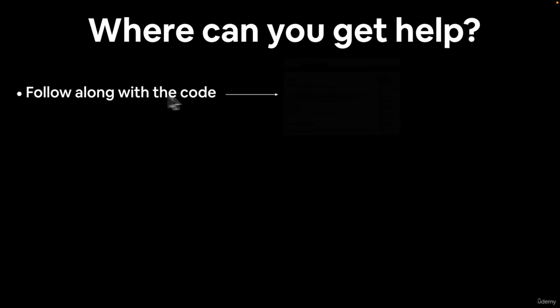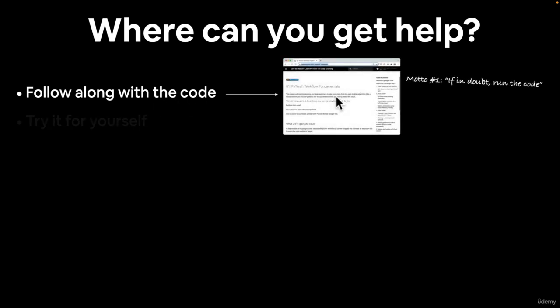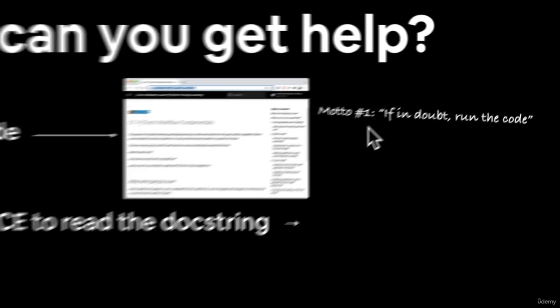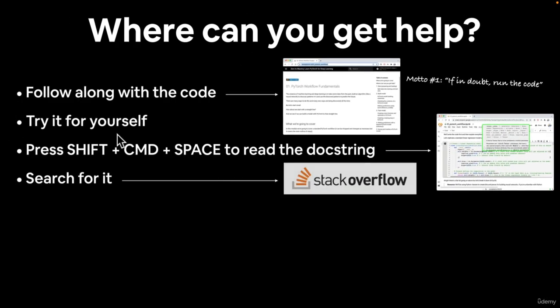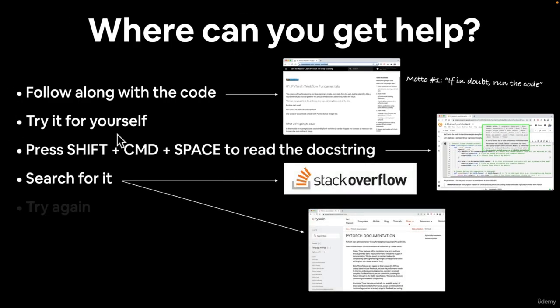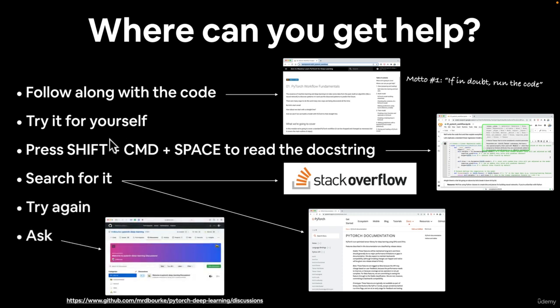Probably the most important thing is to follow along with the code. We'll be coding all of this together. Remember motto number 1: if in doubt, run the code. Try it for yourself. That's how I learn best: I write code, I try it, I get it wrong, I try again, and keep going till I get it right. Read the doc string, because that's going to show you some documentation about the functions that we're using. On a Mac, you can use Shift Command and Space in Google Colab, or if you're on a Windows PC, it might be Control here.